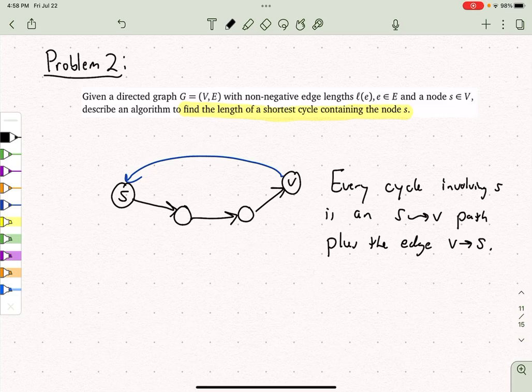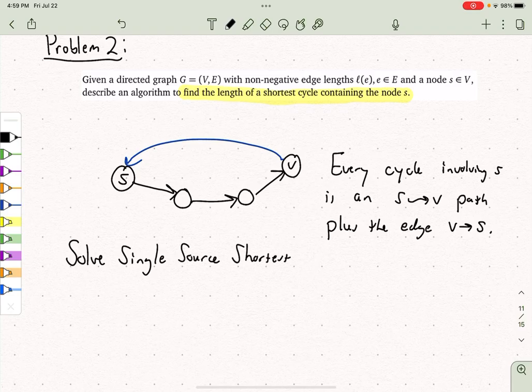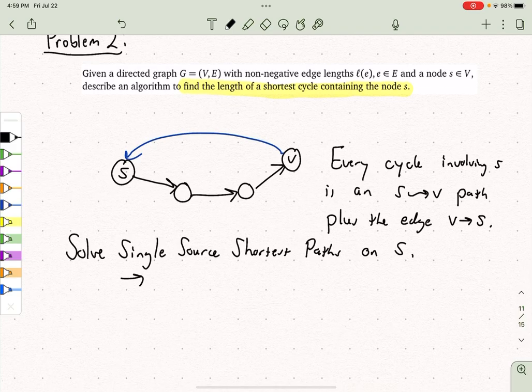So already what we could do is solve the single shortest path problem starting at S. So we're going to solve single source shortest paths. It's kind of a tongue twister on S. And then after we do that, this gives us a distance function, d of v, which is the shortest path length from S to V.